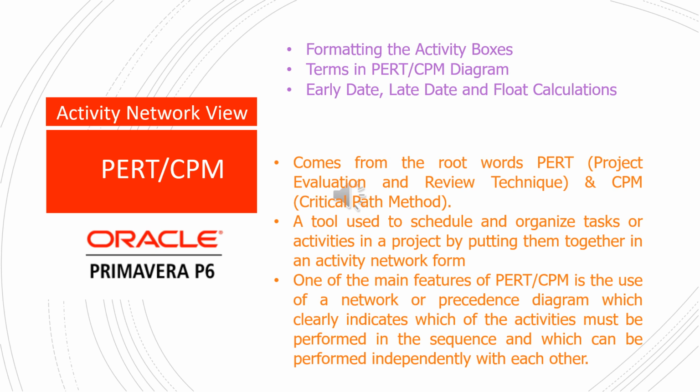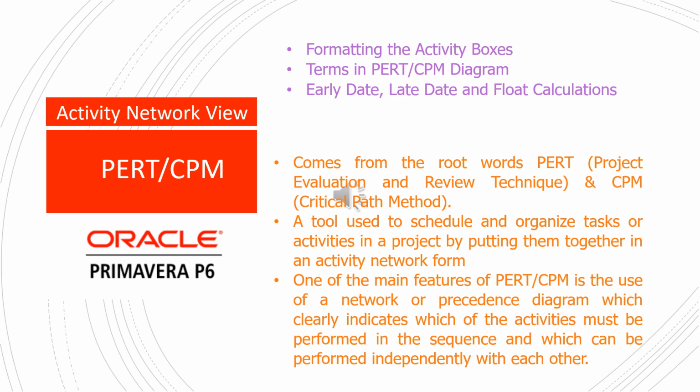Activity Network View, PERT CPM. Formatting the activity boxes, terms in PERT CPM diagram, early date, late date, and float calculations. PERT stands for Project Evaluation and Review Technique, and CPM, Critical Path Method, a tool used to schedule and organize tasks or activities in a project by putting them together in an activity network form.